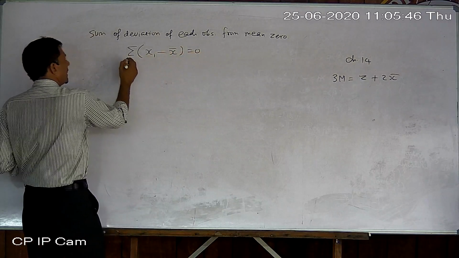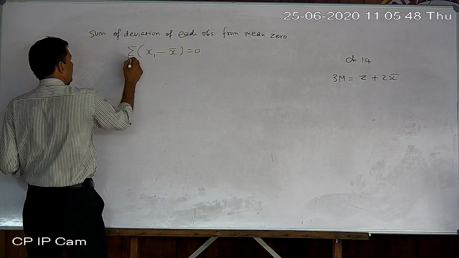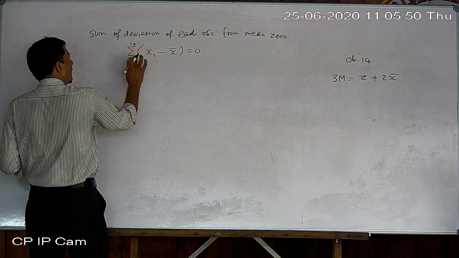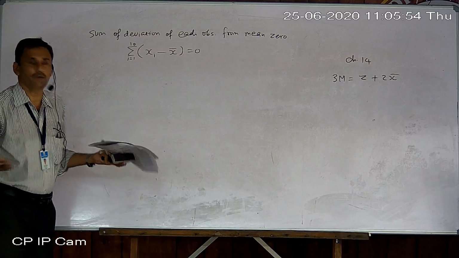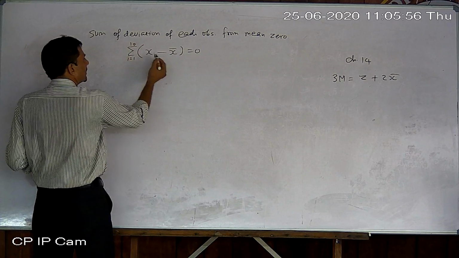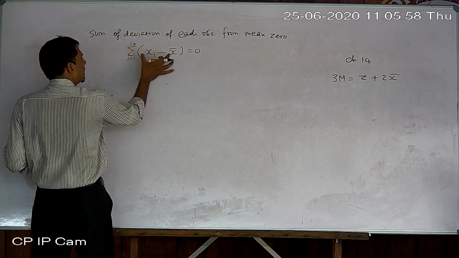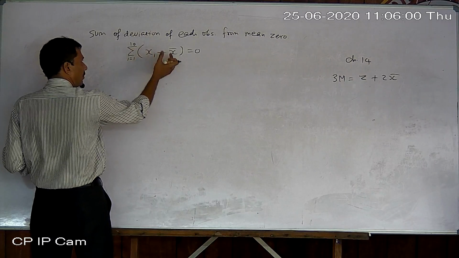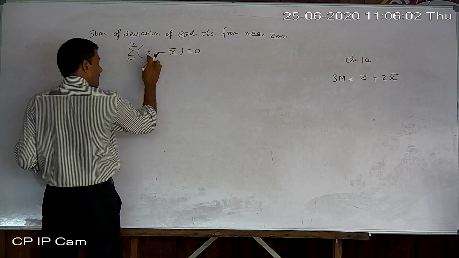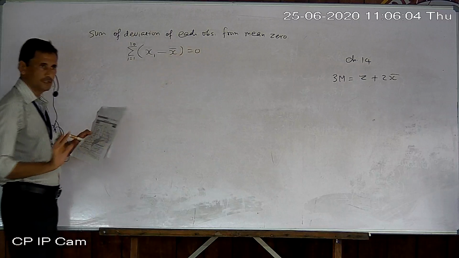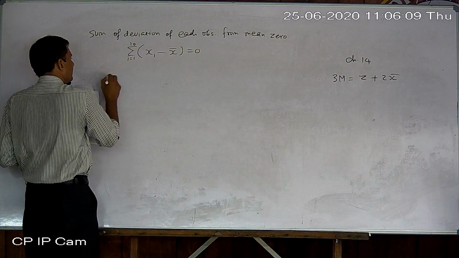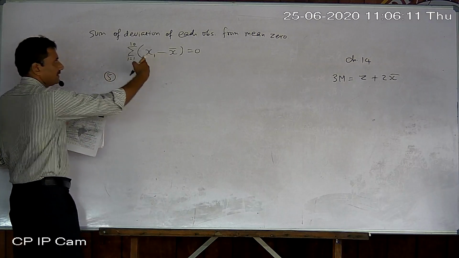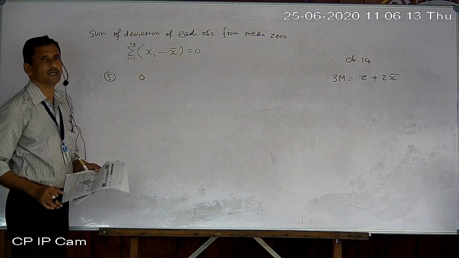So that is it. If there are 10 observations, then I can write i equal to 1 to 10, i equal to 1 to 20. If 25 observations, then I can write 1 to 25, but that is not important. Okay, so sum of deviation, but deviation of what? Of each observation from mean is 0. So that is one concept. So in number 5, directly the answer will be 0. Why? This only concept is asked.